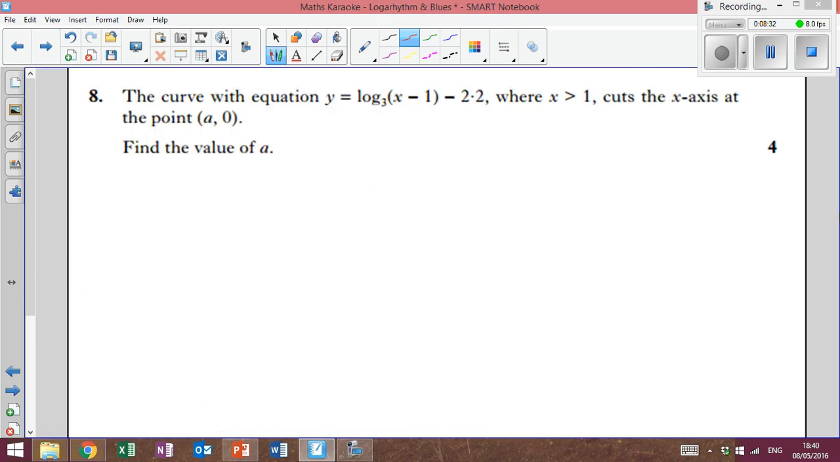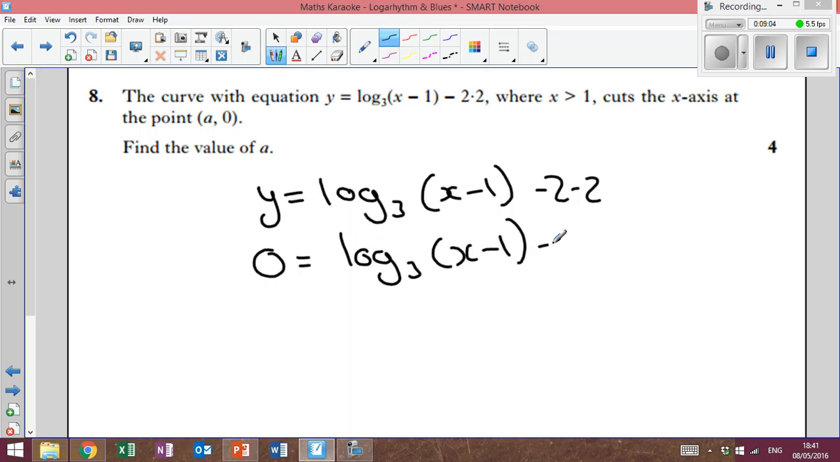Okay, question 8 here. I think this is from the 2007 paper. The curve with equation y equals log to the base 3 of x minus 1, minus 2.2, where x is greater than 1, cuts the x-axis at the point (a, 0). Find the value of a. Okay, so a very stereotypical starting point for this. We're looking for where it cuts the x-axis, so for our equation y is equal to log to the base 3 of x minus 1, minus 2.2, we're looking for when y is 0.